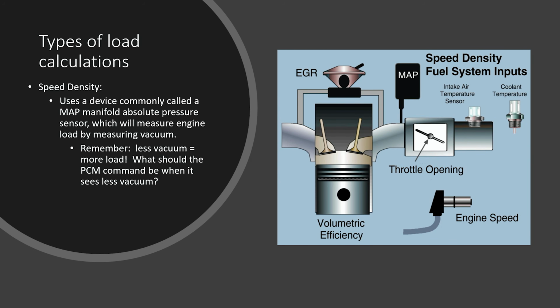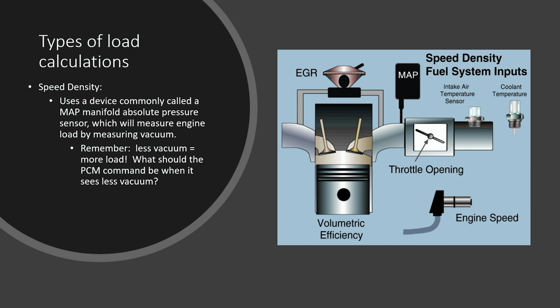So if it's a MAP sensor, it's going to be hooked up to an actual vacuum hose of some sort. Anytime I open up the throttle plate, so anytime there's a load on the engine, I'm stepping on the gas pedal, and I take away that mechanical restriction, vacuum's going to drop. When it sees that the vacuum has dropped, it assumes it's under a load.